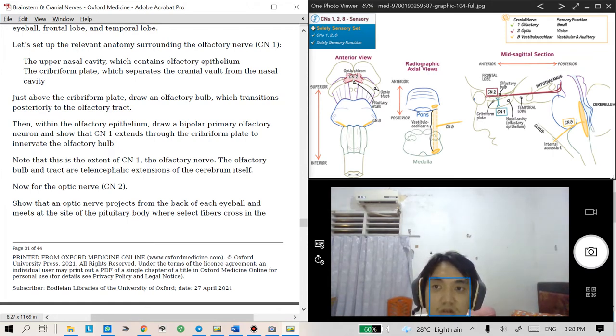The upper nasal cavity, which contains olfactory epithelium. The lamina cribrosa, which separates the cranial vault from the nasal cavity. Just above lamina cribrosa, draw bulbus olfactorius, which transitions posteriorly to the olfactory tract. Within the olfactory epithelium, draw a bipolar primary olfactory neuron and show that nervus 1 extends through lamina cribrosa to innervate the bulbus olfactorius. Note that this is the extent of nervus 1 olfactorius. The olfactory bulb and tract are telencephalic extensions of the cerebrum itself.